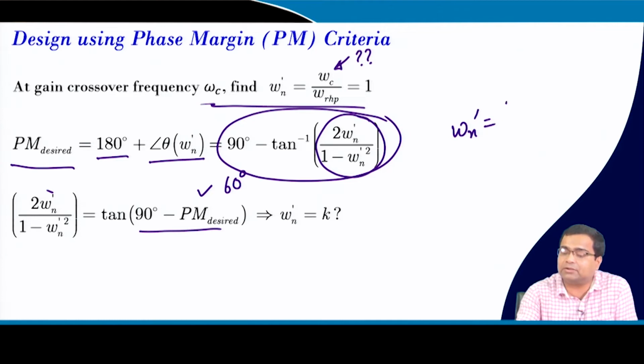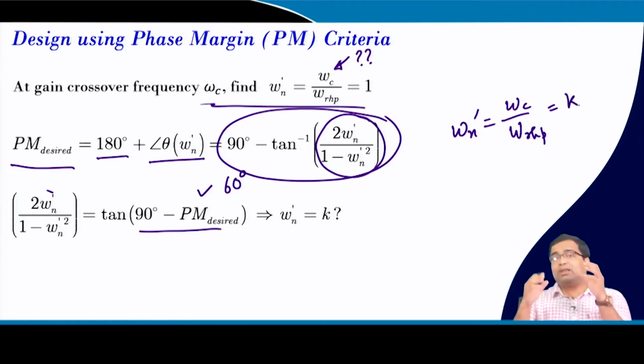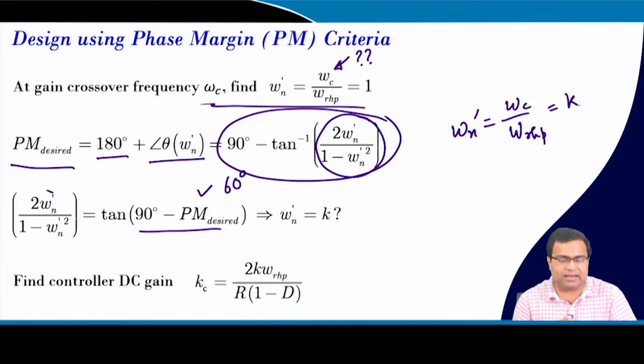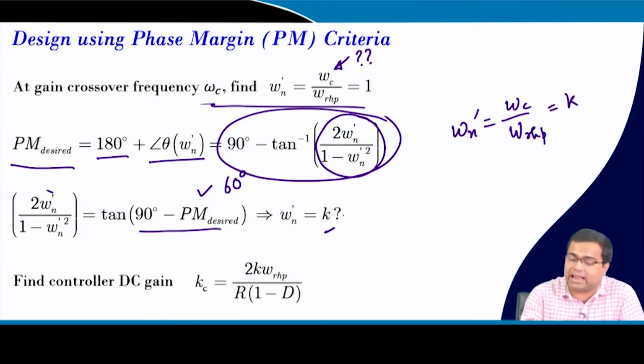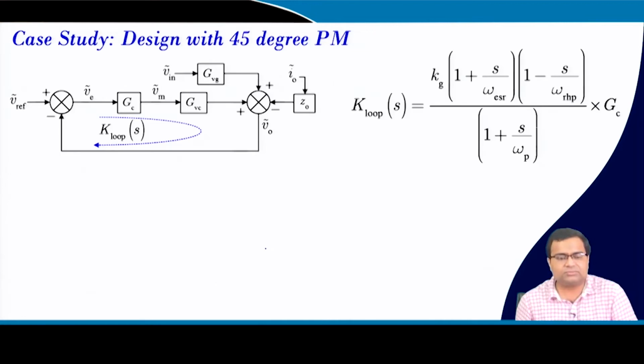It is nothing but omega c by omega RHP, and we have taken k, because we have taken omega c equal to k times omega RHP, right. So, you can find out k from here, and once I find k, I can find omega c, and then you can replace it here. So, we will first design using 45 degree phase margin.